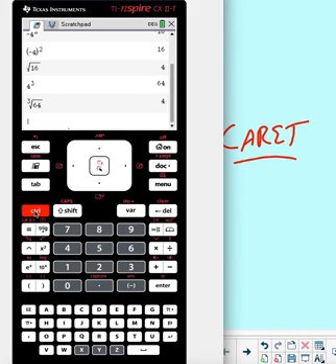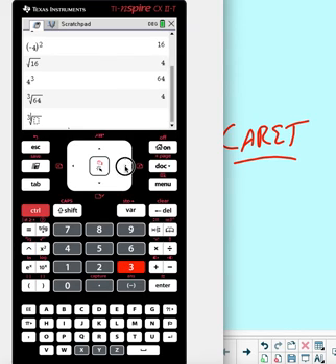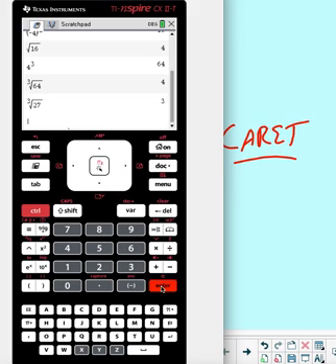I'll show you that one more time. I'm going to do the control caret. And let's say I want to take the cube root, go inside with my arrow button, 27. And the cube root of 27 should give me a 3.